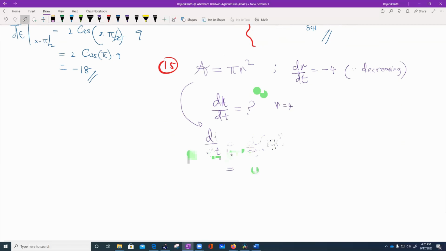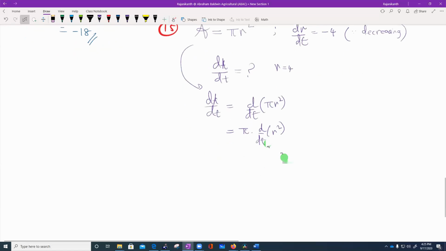So you are finding the derivative of pi r squared. Pi is constant, so you could pull it outside. Then d over dt of r squared. Okay, again use the chain rule. You could think of r as u. So the derivative of r squared is 2r, but the inside function should be differentiated with respect to t. That is my dA over dt. That's it.